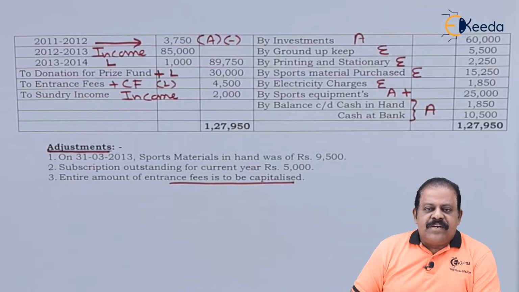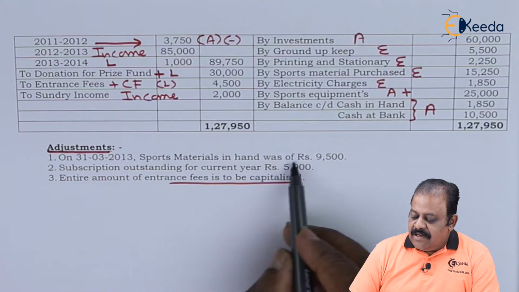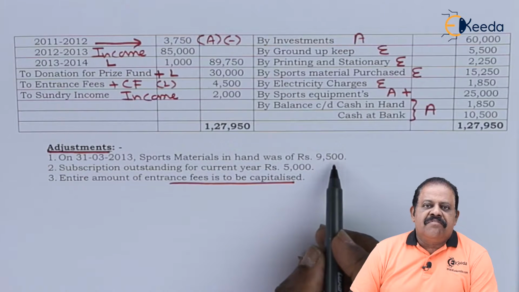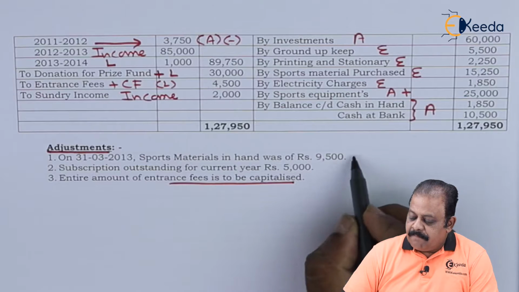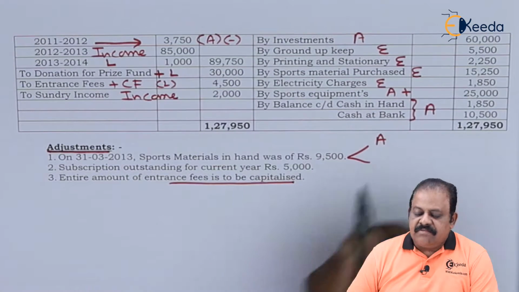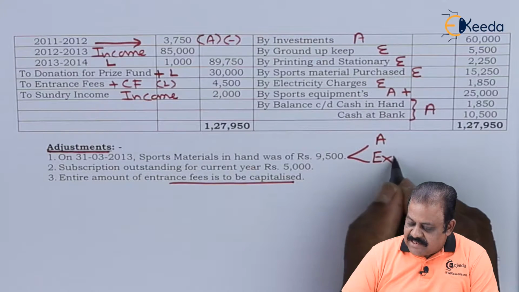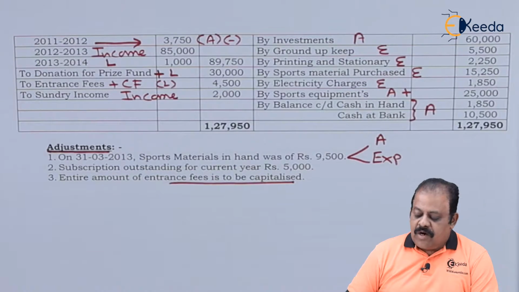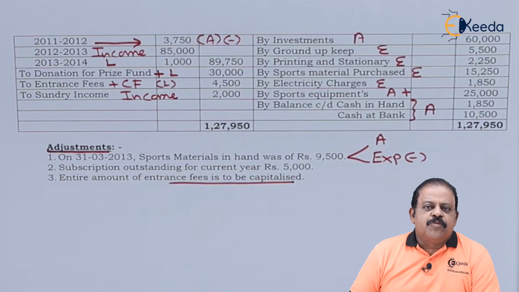Let us go through the adjustments now. On 31st March 2013, sports material in hand was 9,500. This is the closing balance of sports material. It will have one effect, balance sheet asset. Another effect, on the expenditure side of the income and expenditure account, we are required to deduct this amount from sports material consumed.